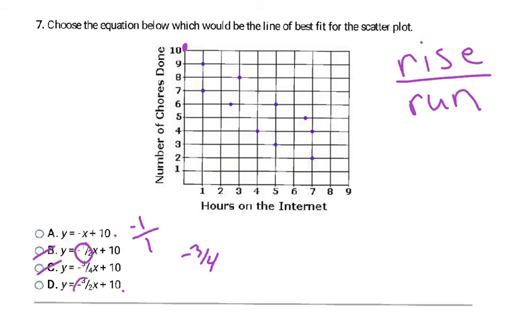And then my last slope in D is negative 3/2. So that means I'm going to go down 1, 2, 3, and over 2 and put a point there. And then I'm going to repeat that. I'm going to go down 1, 2, 3, and over 2, and plot those points.